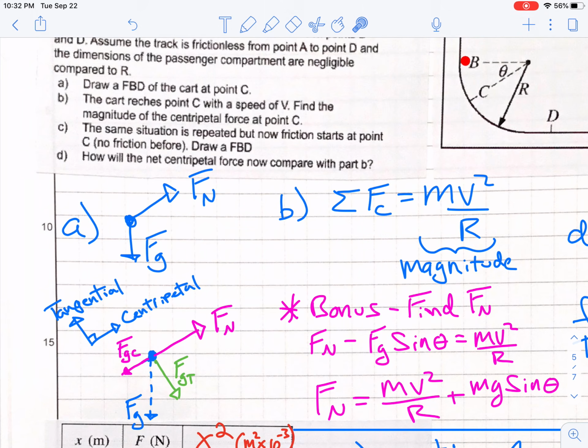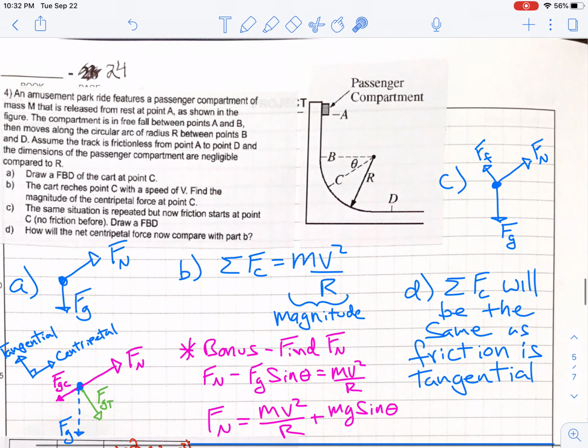So if we were at point B, how much of gravity points towards the center at point B? None. And point B is when theta equals 0. And if you put a 0 in here, what does this term become? None. So we just rearrange this, solve for Fn. That's just a little bonus question I thought I'd throw in there.